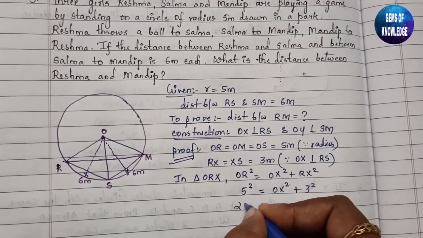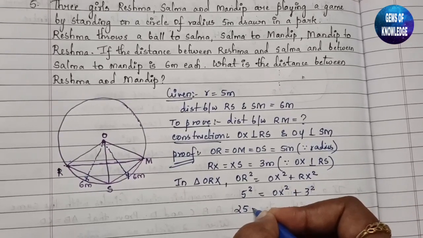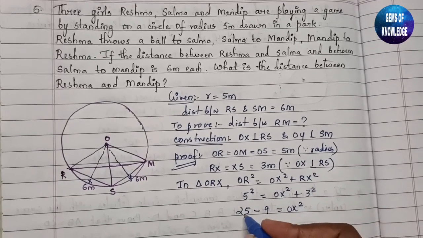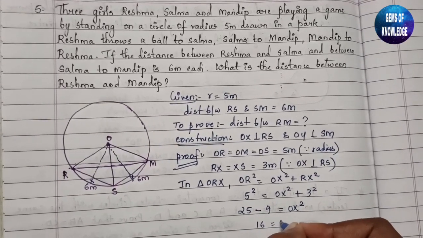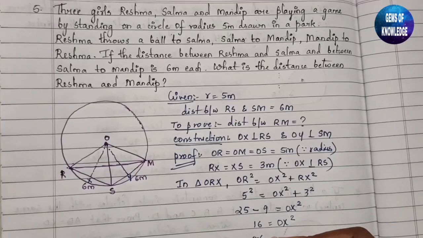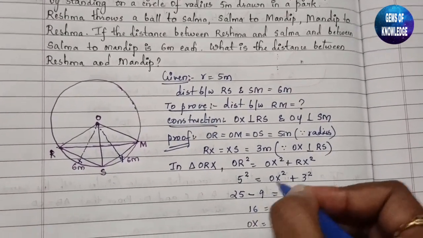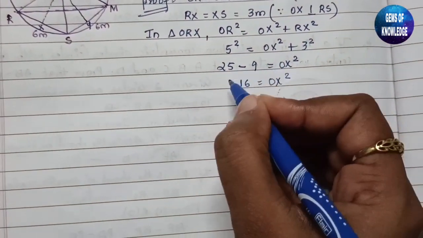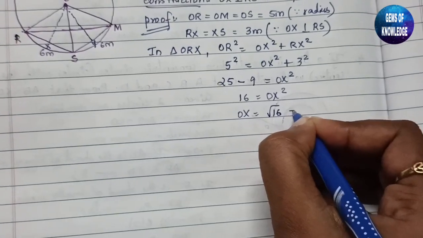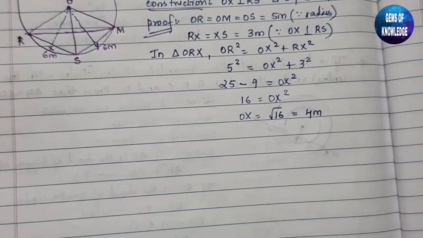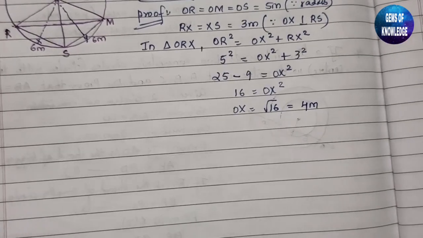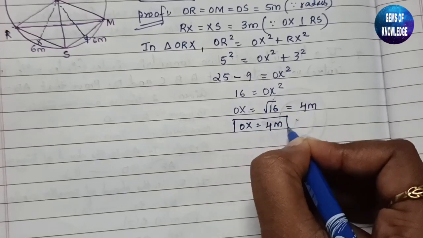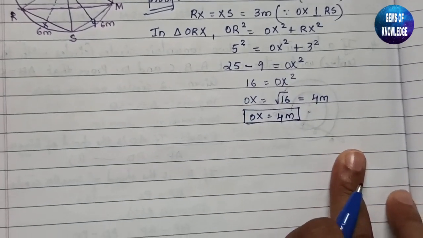5 square is 25, 3 square is 9. If you bring this to this side, it will become minus, which equals OX square. So 25 minus 9 is 16, which equals OX square. So OX equals, if you remove this square to this side, root of 16, which equals 4 meter. So we got OX equals 4 meter. We will keep this as it is.